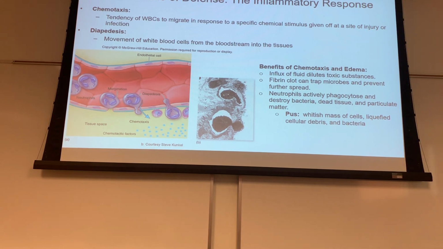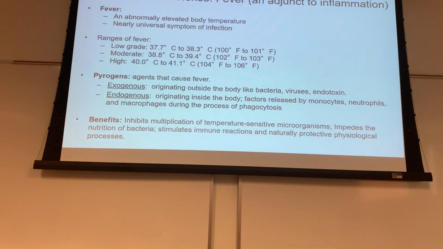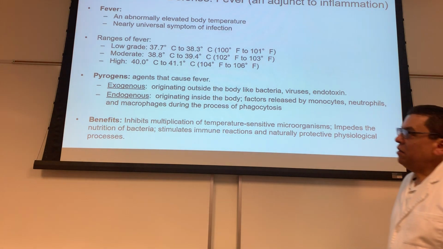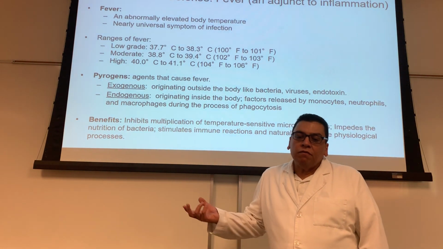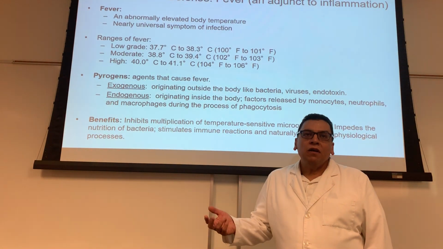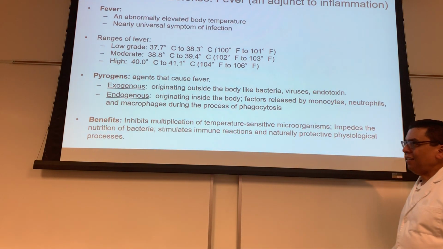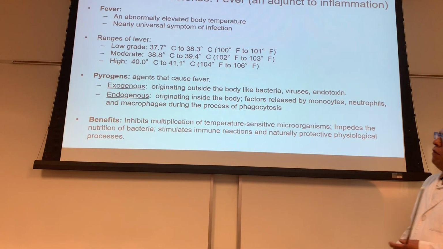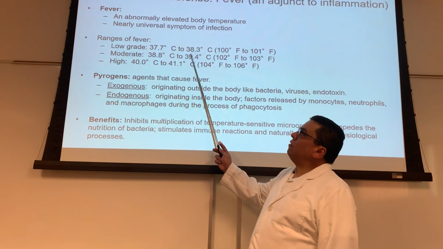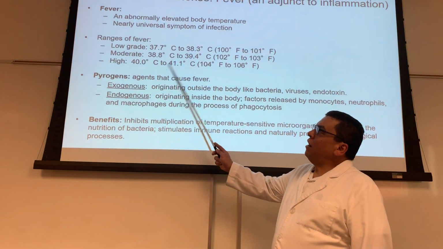The next second line of defense mechanism, if you don't have any questions then, is fever. We're all familiar with this. We all suffer from pathogens and so forth, and we develop a fever. Fever, in this case, is a good thing. Low-grade fever, 37.7, 38.3, moderate and high.